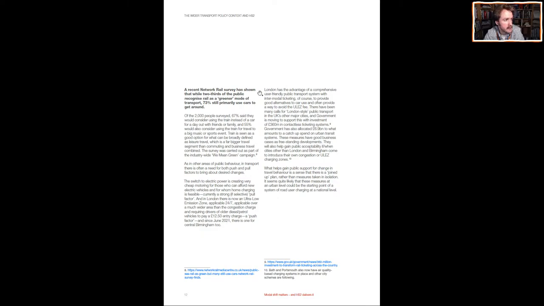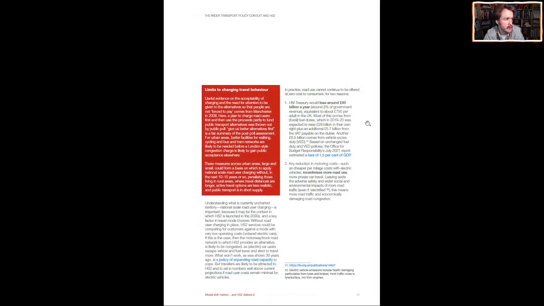A recent Network Rail survey has shown that while two-thirds of the public recognise rail as a greener mode of transport, 73% still primarily use cars to get around. There you go. Switch to electric power is creating very cheap motoring for those who can afford new electric vehicles and for whom home charging is feasible. It's a strong, if selective, pull factor. Talking about ultra-low emission zones as well, and just general policy pushes to make these changes.